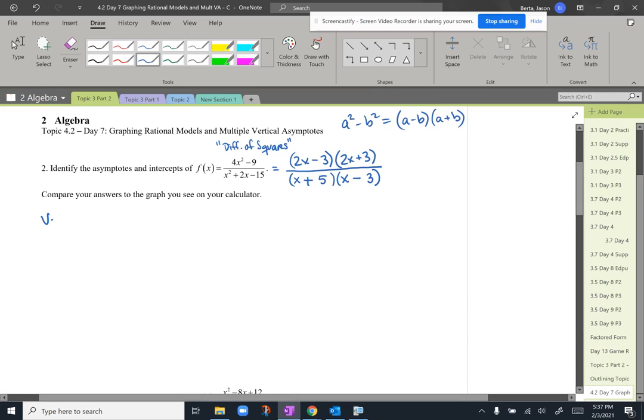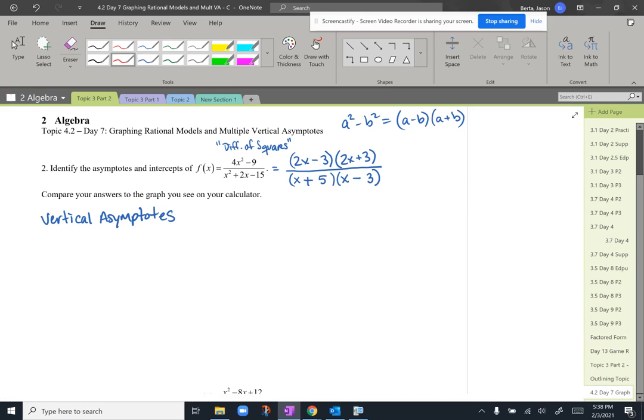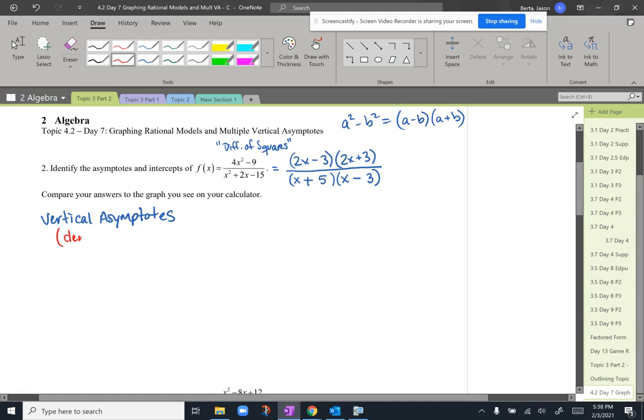The next thing I want to look for are the vertical asymptotes. Do we remember where to look to find the vertical asymptotes? We look to see what is going to make the denominator equal to 0. Here we've got two factors that will definitely help us with that task, and we can go one by one. The first factor is x plus 5. We set that equal to 0, subtract 5 from both sides, and get x equals negative 5. That is the equation for the first vertical asymptote.